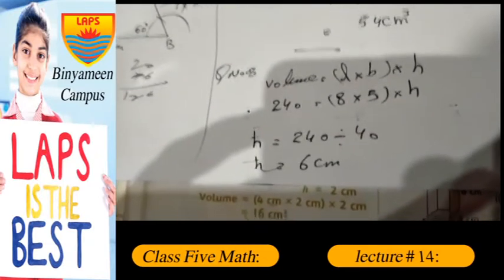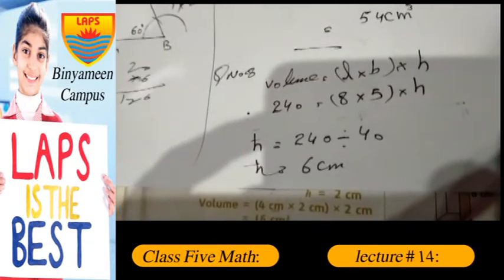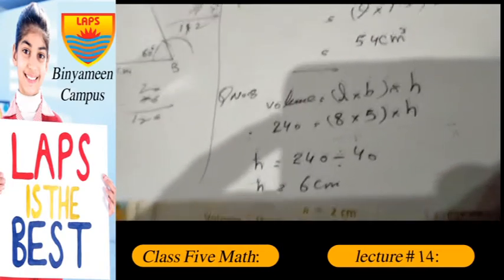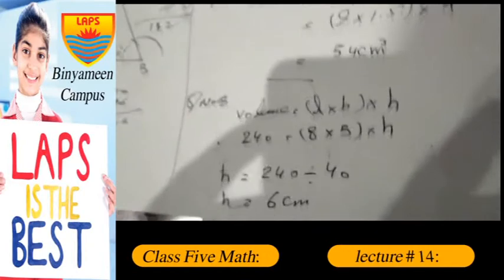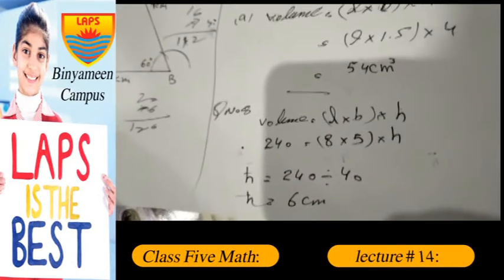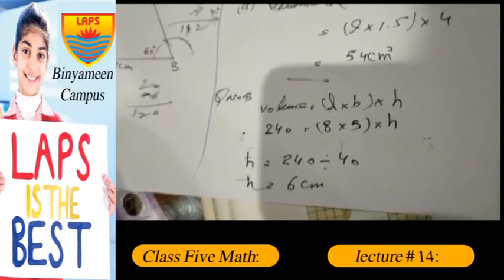Similarly, we find the height. Now write the formula. Volume is length multiplied by breadth multiplied by height. Volume is 240. Then length multiplied by breadth. 8 5s are 40. Then 240 divided by 40, we got the answer 6 centimeter.